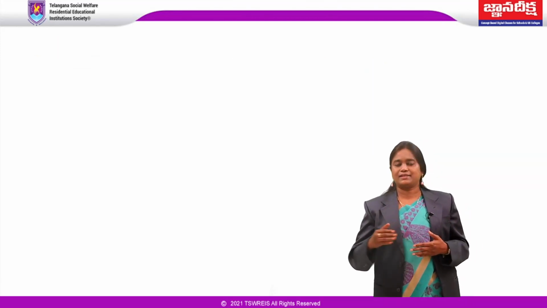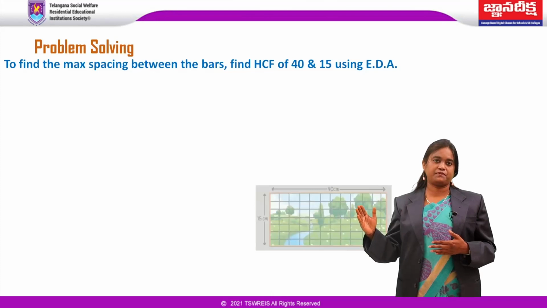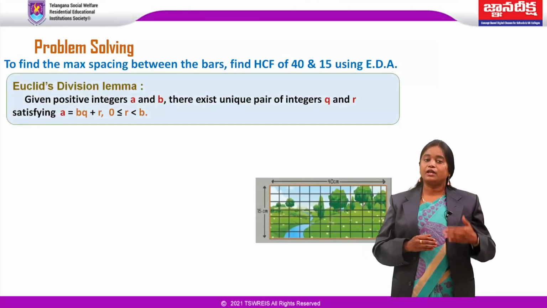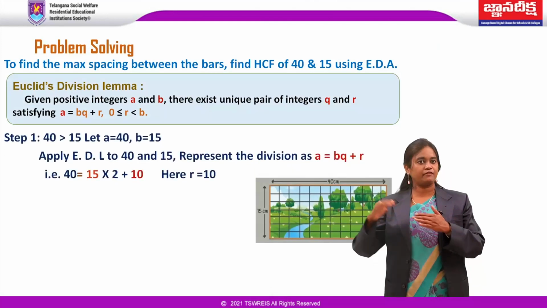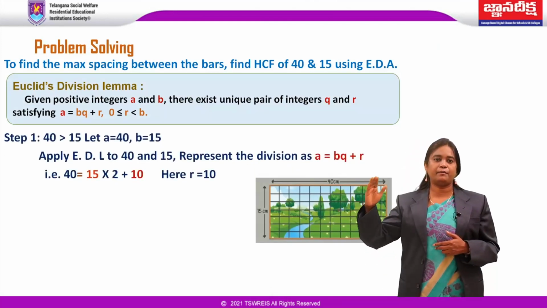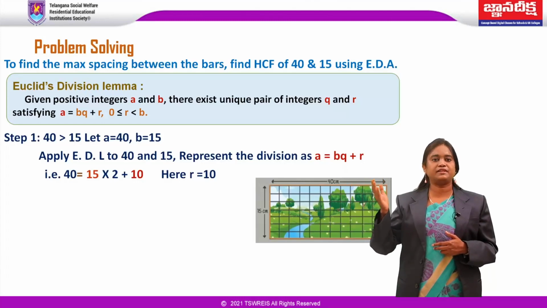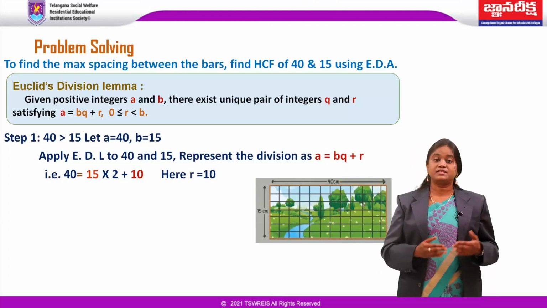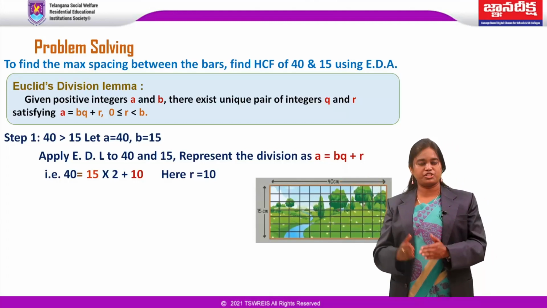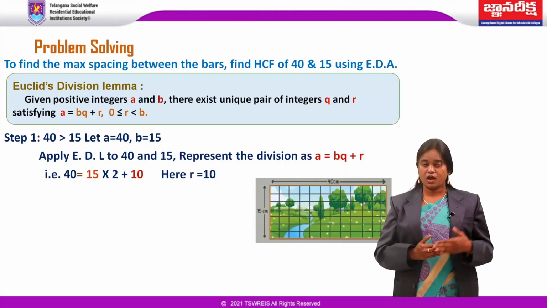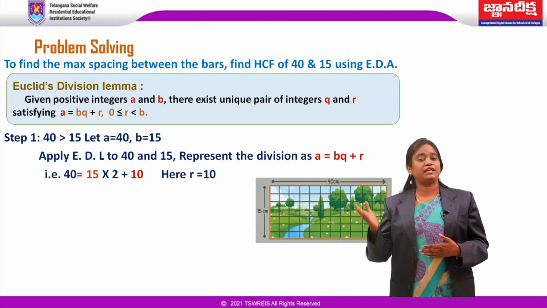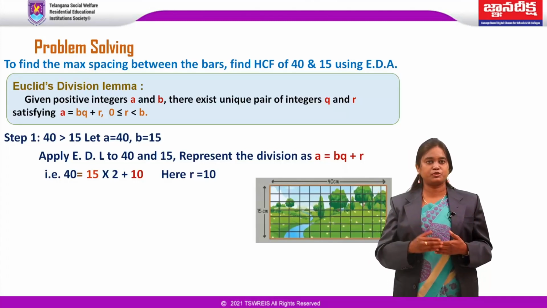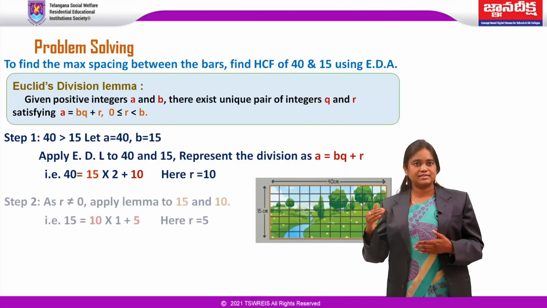Step 1. Let a = 40 and b = 15. Also, 40 is greater than 15. So apply Euclid's division lemma to 40 and 15. Divide 40 by 15 and represent the division as a = bq + r, that is, dividend = divisor × quotient + remainder. That is, 40 = 15 × 2 + 10.